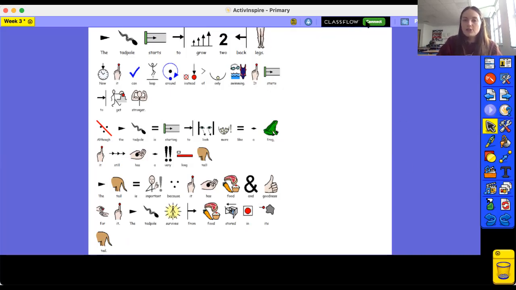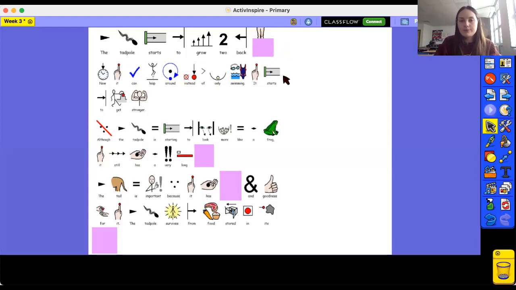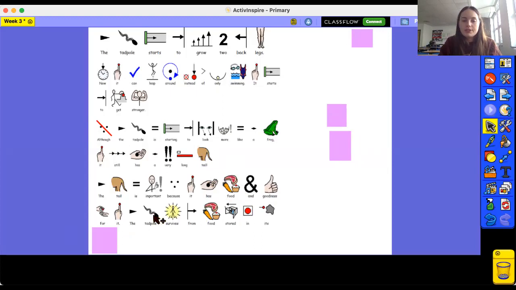I'm going to cover up some of that information now. So what can we remember? The tadpole starts to grow 2 back what? What does it grow? Fantastic, it grows 2 back legs so that it can move around instead of just swimming. Although the tadpole is starting to look more like a frog, it still has a very long what? It has a very long tail. Well done. The tail is important because it has food and goodness for it. What does it have in its tail? Food. Well done. The tadpole survives from the food stored in its tail. Fantastic. So the tail has food for the tadpole.